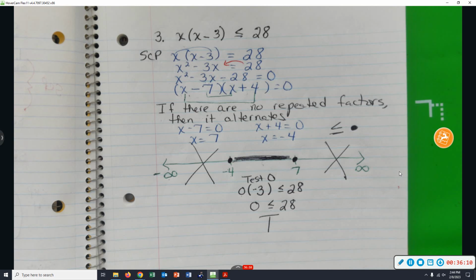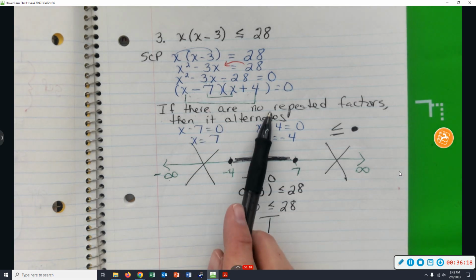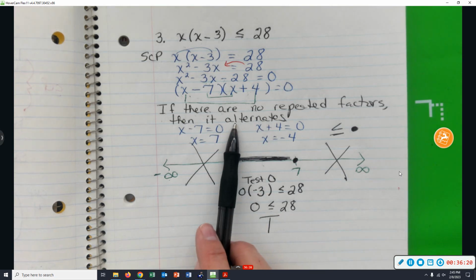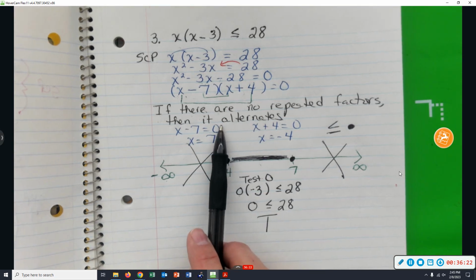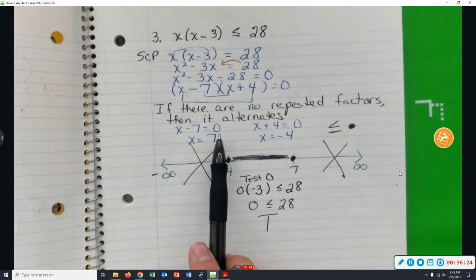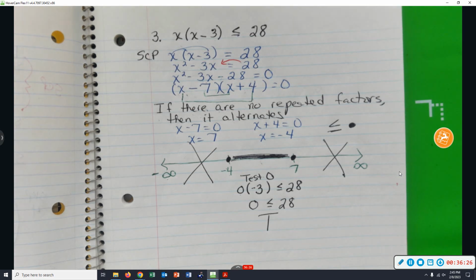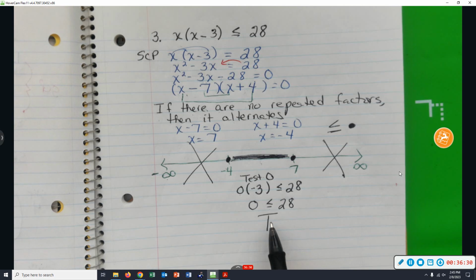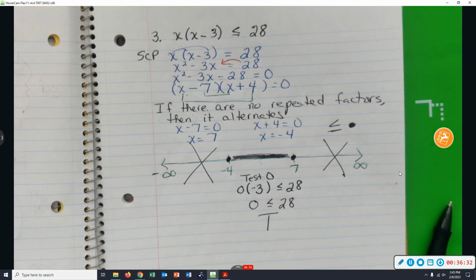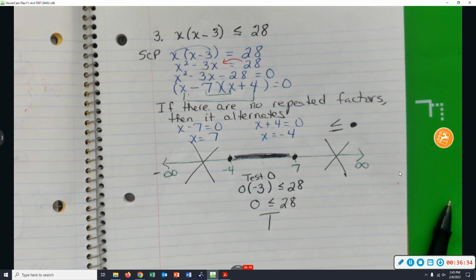Will I have a union symbol in my answer here? No. Why did you assume that those were both false? If there's no repeated factors, then it's going to alternate. If I have time, I'll go back and make up one. It's not hard to make up one. That's a true, true, false, or a false, false, true situation. And if I don't have time to do it today, I'll do it maybe on Monday.